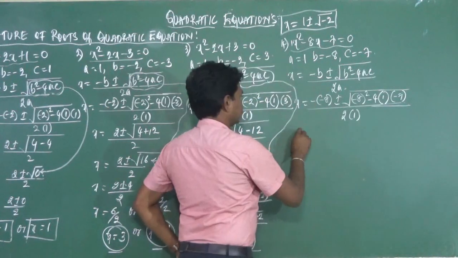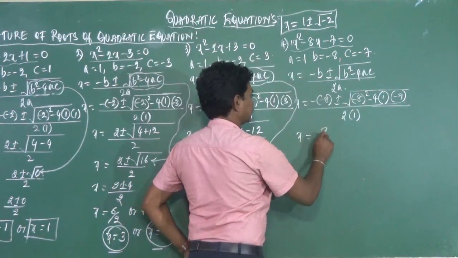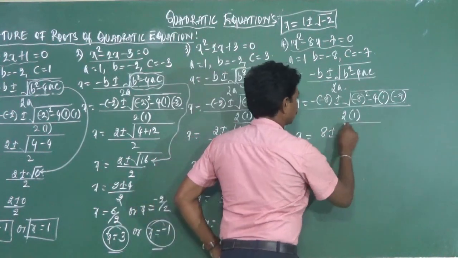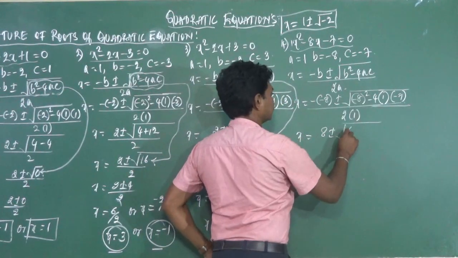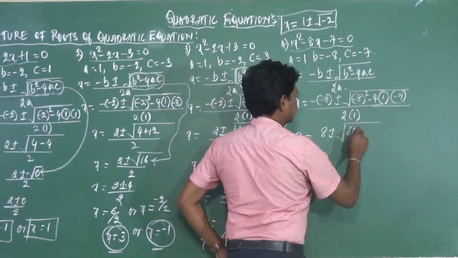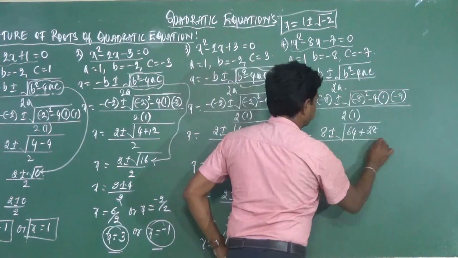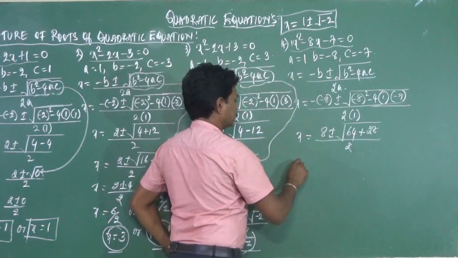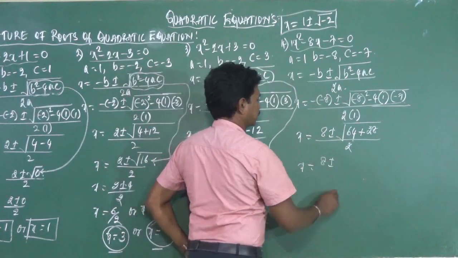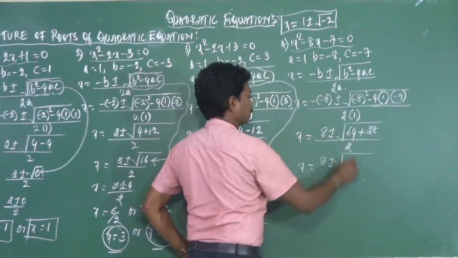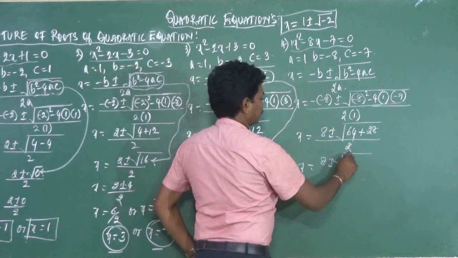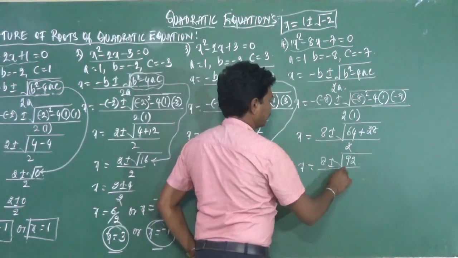Right. So x is equal to minus into minus 8 is 8, plus or minus square root of minus 8 whole square is 64. Minus into minus is plus, 4 ones are 4, 4 sevens are 28. 28, by 2 into 1 is 2. Right. So x is equal to 8 plus or minus square root of 64 plus 28, 92, by 2.